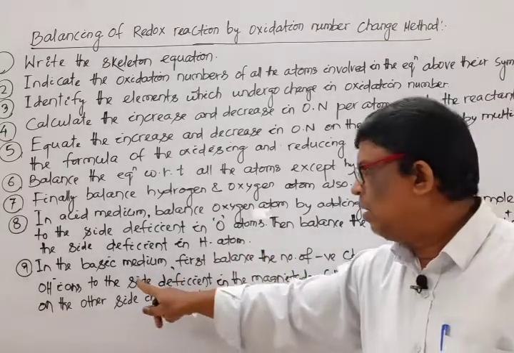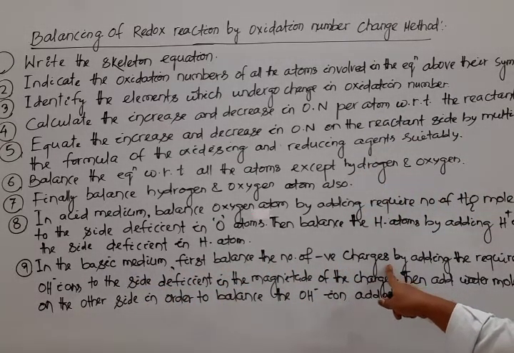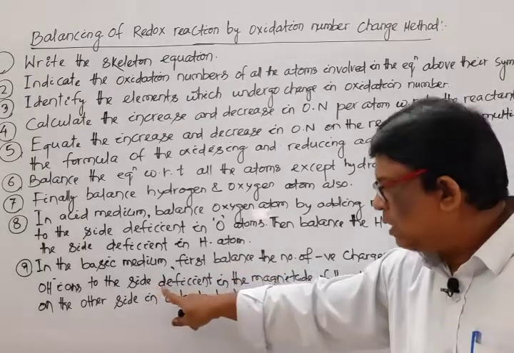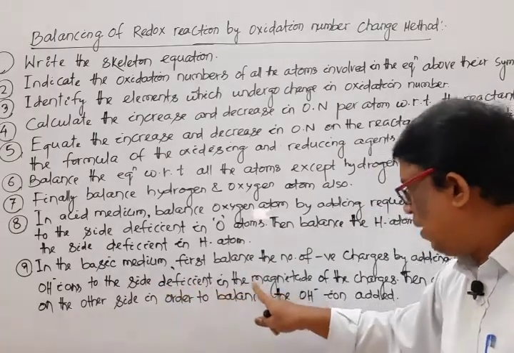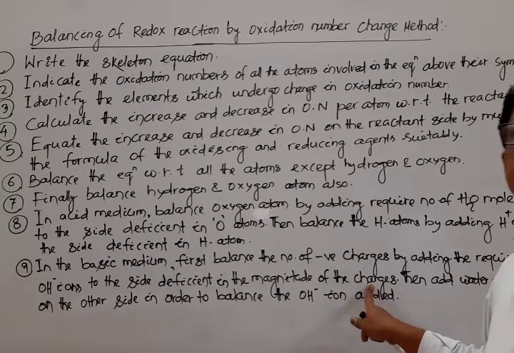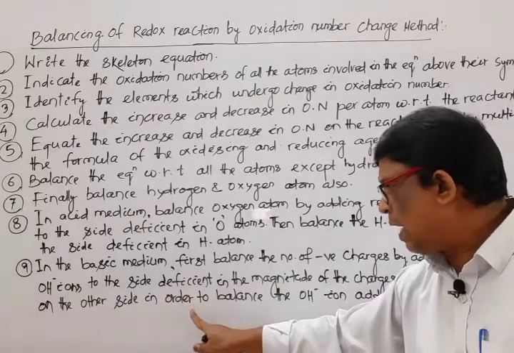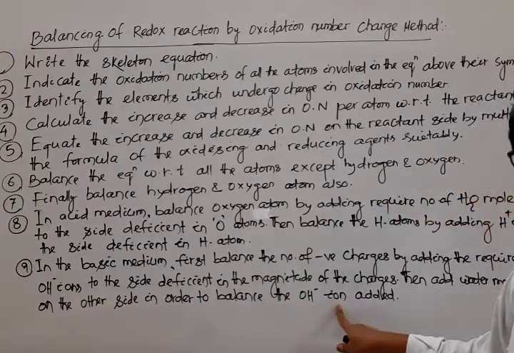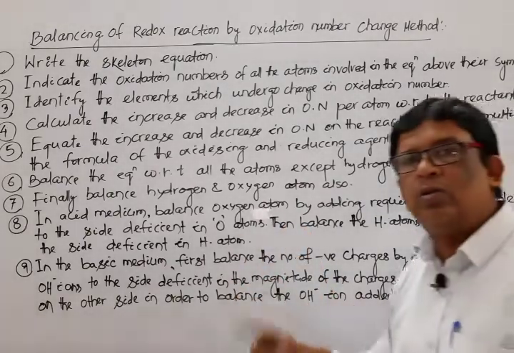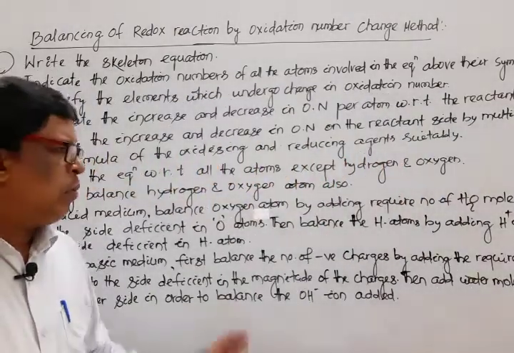Okay. Finally, in the basic medium, first balance the negative charge. In alkali medium, first we balance the negative charge by adding the required number of OH minus ions to the side deficient in the magnitude of charge. After balancing the magnitude of negative charge, add water molecules to the other side in order to balance the OH minus ion. In order to balance the H again, we have to add OH minus ion to its opposite side. These are some formulas we have to remember.